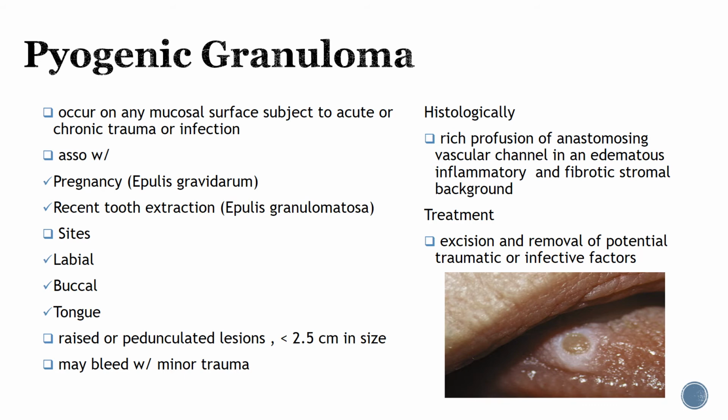Histologically, pyogenic granulomas consist of a rich profusion of anastomosing vascular channels in an edematous, inflammatory, and fibrotic stromal background. The lesions usually persist indefinitely except for those associated with pregnancy. Treatment is by excision and removal of potential traumatic or infective factors.